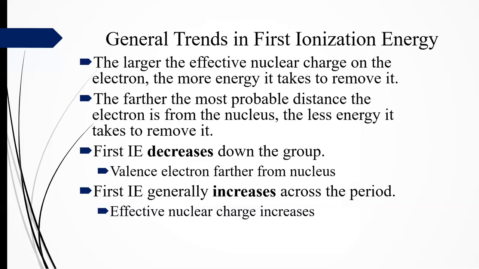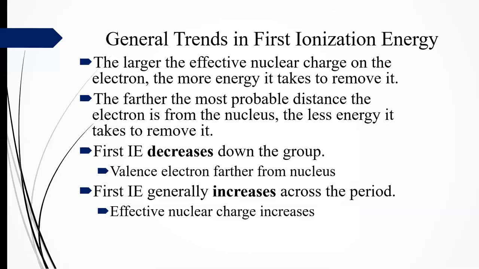So the general trend is that as we go down the group, our ionization energy becomes easier. So it's less energy required. And that's because those valence electrons are farther from the nucleus, so they're not held as tightly. So it makes it easier for us to remove them. They also generally increase across a period. And so that was what we used to know. We used to know that as we went across a period, our ionization energy would go up because their effective nuclear charge has increased.